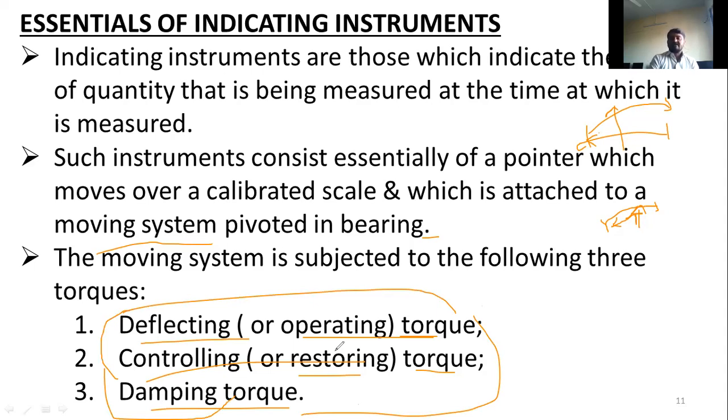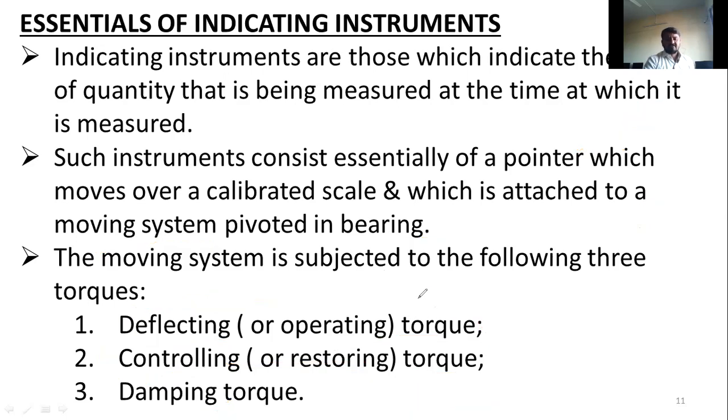So the moving system of an indicating instrument depends on what? Three torques or forces: deflecting or operating torque, controlling or restoring torque, and damping torque, we have classified here now. One by one we'll discuss.